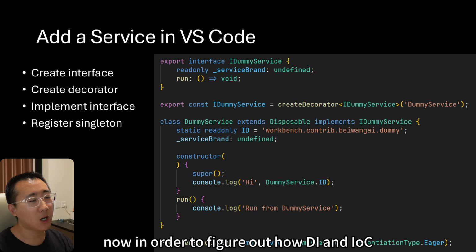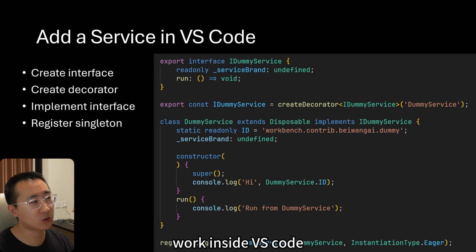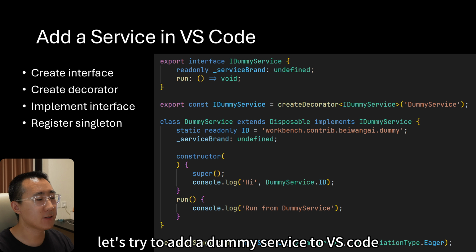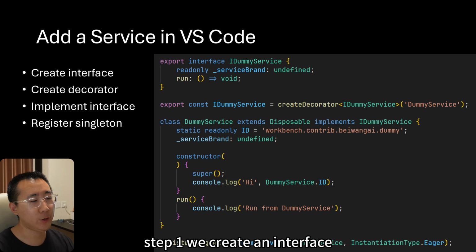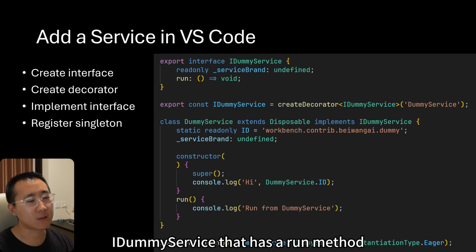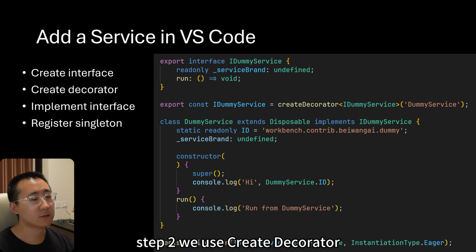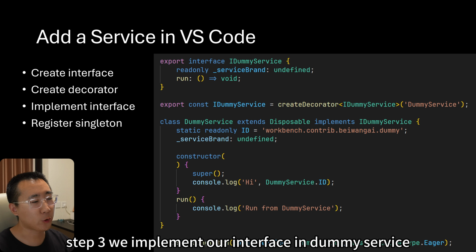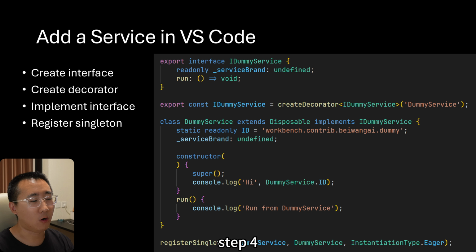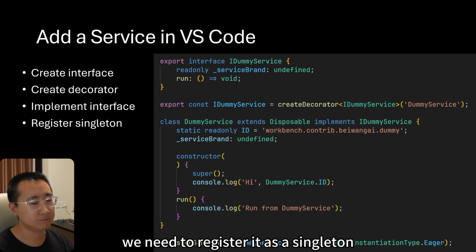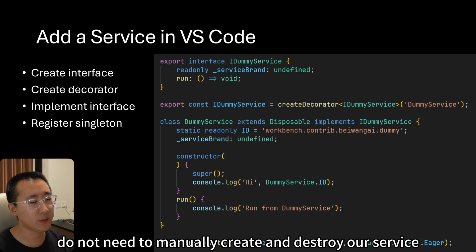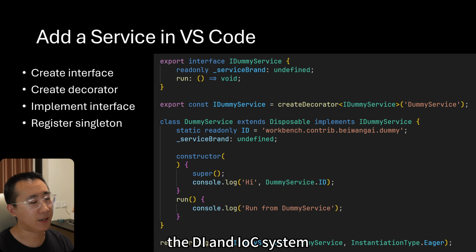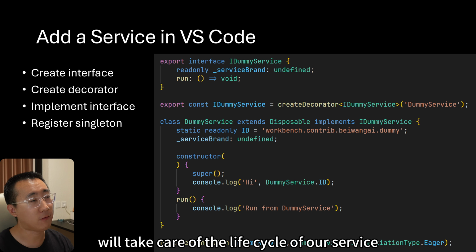Now, in order to figure out how DI and IoC work inside VS Code, let's try to add a dummy service to VS Code. Step 1. We create an interface, IDummyService, that has a run method. Step 2. We use createDecorator to generate a service identifier for our service. Step 3. We implement our interface in DummyService. Step 4. We need to register it as a singleton. You can see that we do not need to manually create and destroy our service. The DI and IoC system will take care of the life cycle of our service.